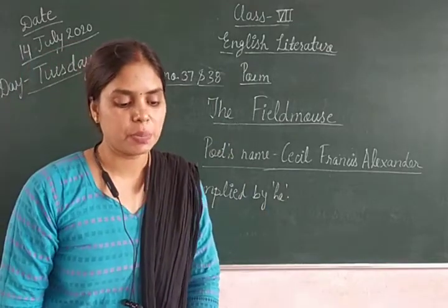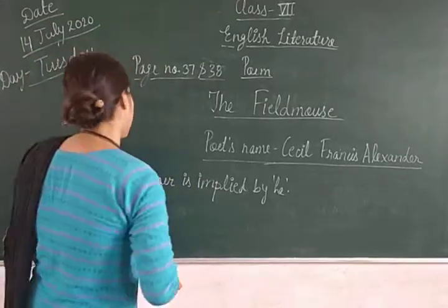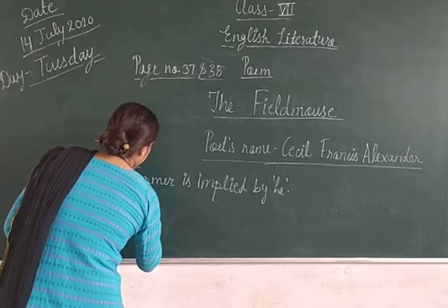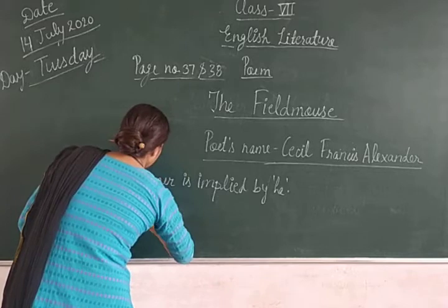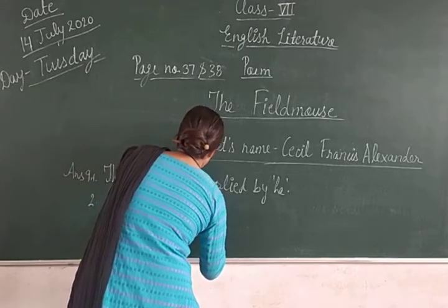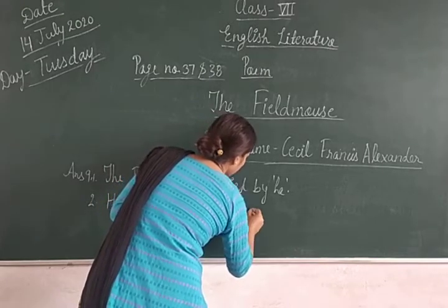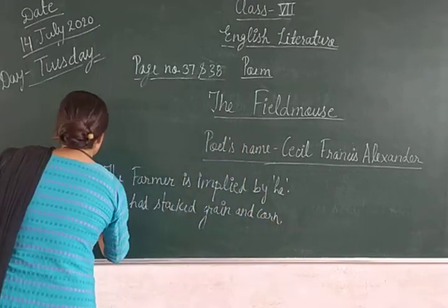Second question is: what has been stacked? So what has been stacked is: he has stacked grain and corn. He had stacked grain and corn. What? उसने क्या इकट्ठा करके रखा हुआ है? Grain and corn. All right. So this is the second answer.